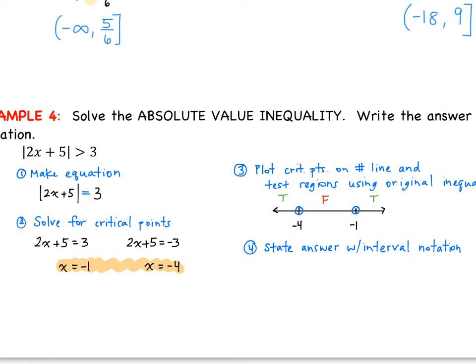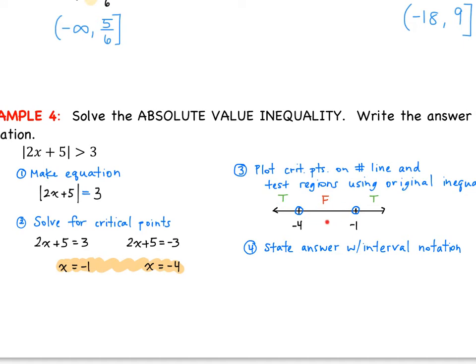Okay? All right, so now we go ahead and we test our regions. So we should notice that there are 3 regions here, a region to the left of -4, a region between -4 and -1, and a region to the right of -1. And when I test points, I chose -5 in this region, and I plug it back into our original inequality. And when I did that, I got a true statement, so I just marked true.